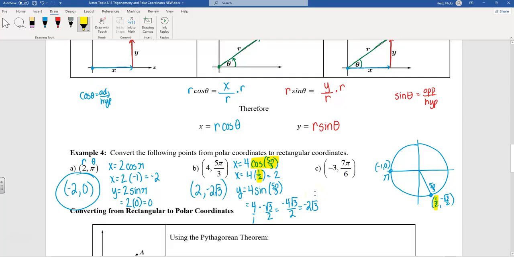The formula will take care of itself automatically with negative radii. It's weird to say the radius is -3, but the formula takes care of itself automatically. So if you just say x equals -3 cosine of 7 pi over 6, all right? 7 pi over 6 is right here. And my coordinates there are -√3 over 2, -1/2. So I will get x equals -3 times -√3 over 2, which is going to give me +3√3 over 2.